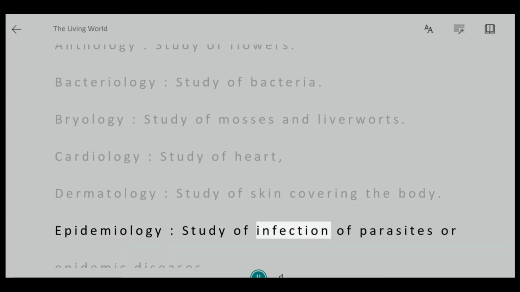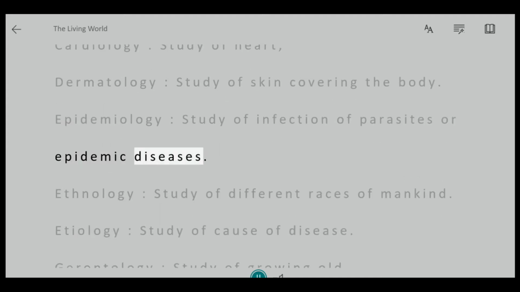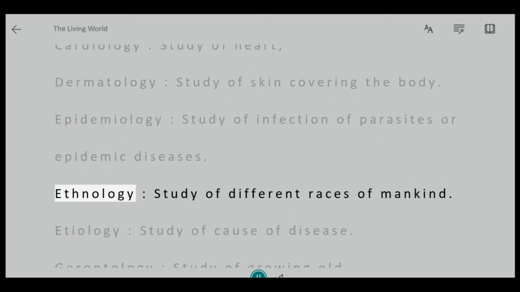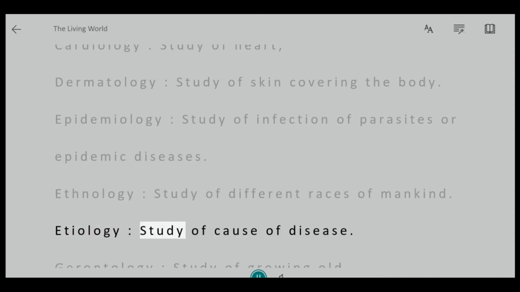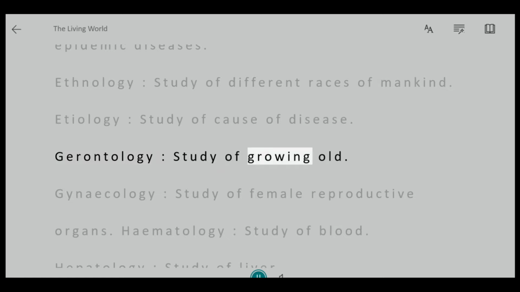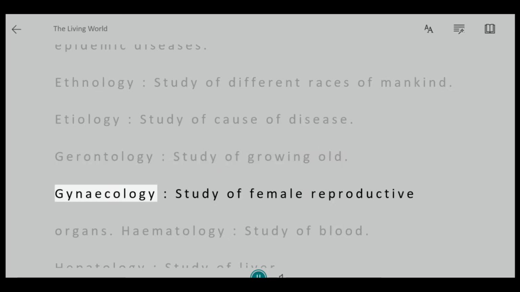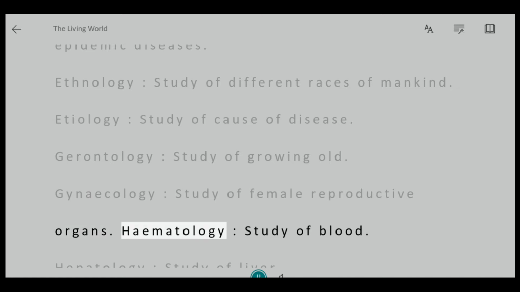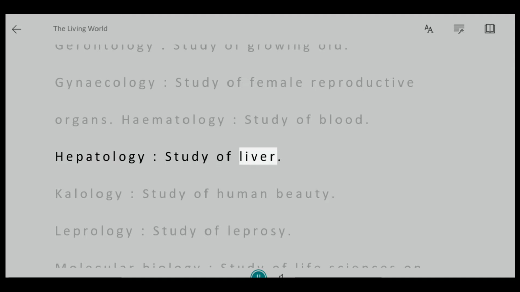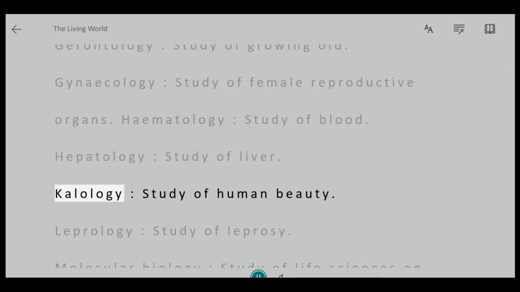Epidemiology, study of infection of parasites or epidemic diseases. Ethnology, study of different races of mankind. Etiology, study of cause of disease. Gerontology, study of growing old. Gynecology, study of female reproductive organs. Hematology, study of blood. Hepatology, study of liver. Philology, study of human beauty.